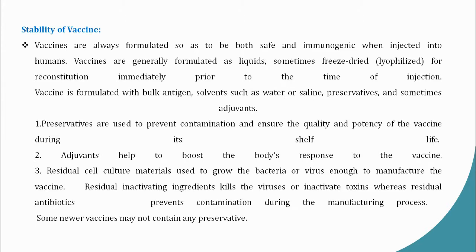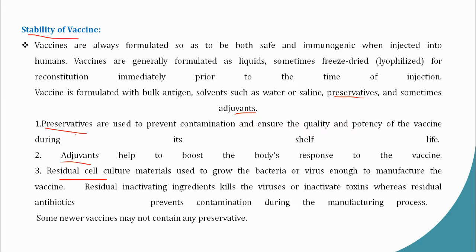What can we add to the vaccines to increase the stability? We can add either water or saline, the preservatives, and sometimes adjuvants, and sometimes we can also add residual cell cultures. These are the agents which we can add. We can add these materials to increase the stability of the vaccines.